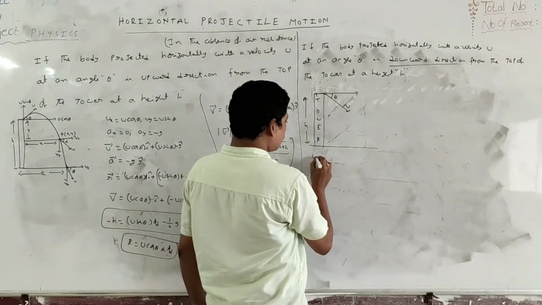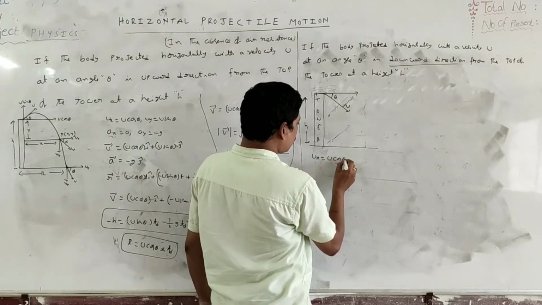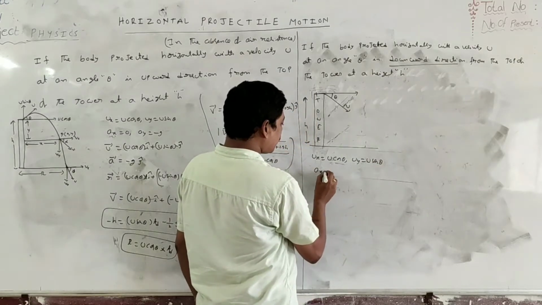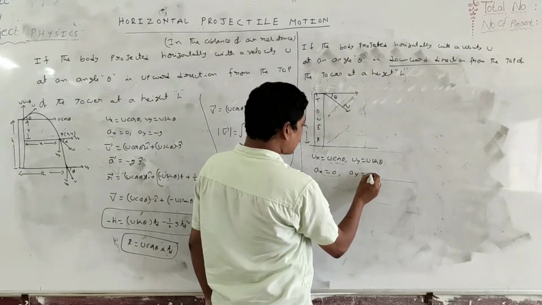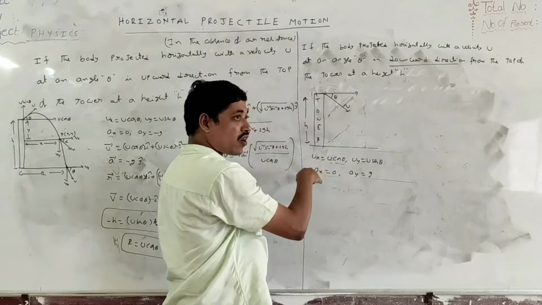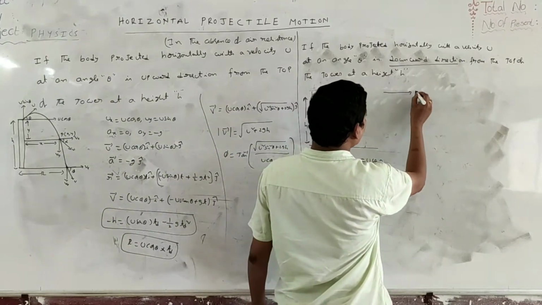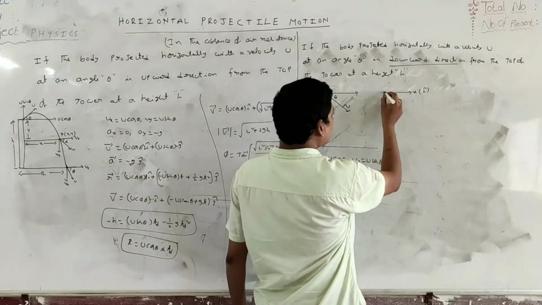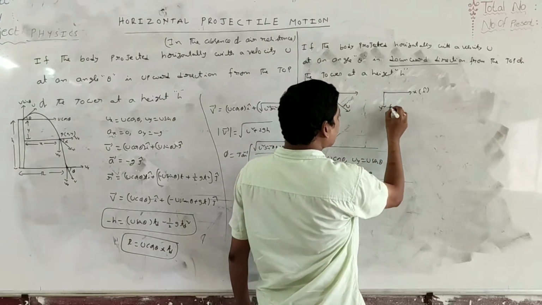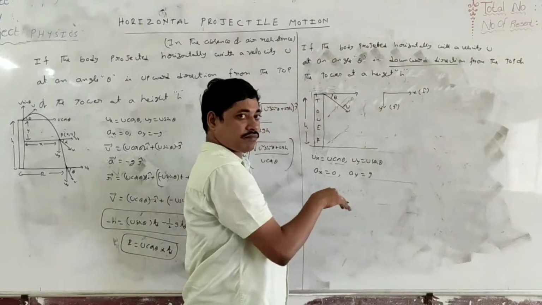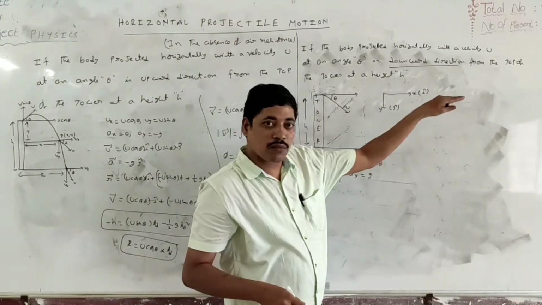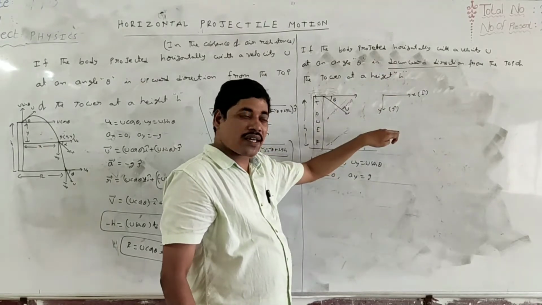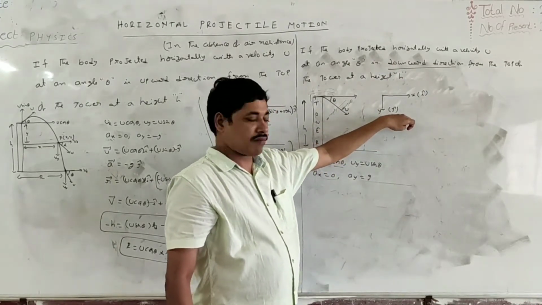The ux is equal to u cos theta, uy is equal to u sin theta, ax is equal to 0, but ay is equal to plus g in the downward direction. We take the horizontal x axis with unit vector i cap, and the downward y axis with unit vector j cap.